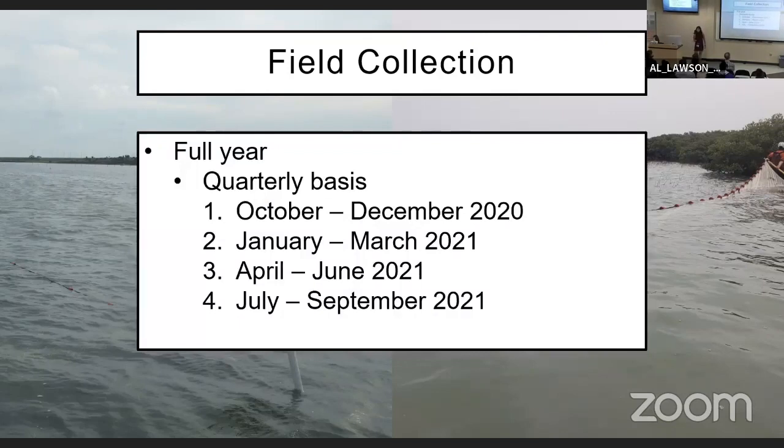And like I mentioned, it's a full year of data, broken up into 4 quarters. We started going out in October of 2022, and that first quarter went through December. The second quarter started in January, going through March. Third, starting in April, went through June, and then the 4th quarter started in July and went through September, so we got that full year in.